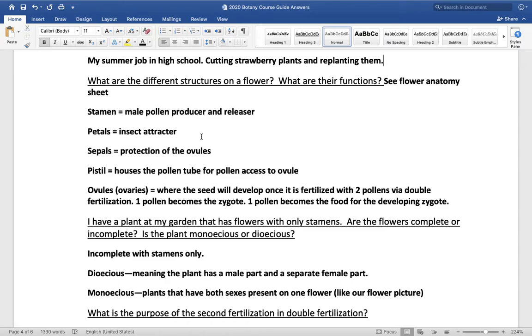The petals attract the pollinators, insects, animals. Sepals are those green things, like leaves, very close to the petals, but their job is to pretty much protect the ovules, which would be very close to them internally inside the plant. And then the pistil runs right down the middle of the flower, and that would be the area where the pollen has access to get to the ovules. So ovules are buried deep at the bottom of the pistil, and pollen would have to move through the pollen tube to get to the ovules, and two pollens would have to do that, and we'll talk about that here in a second.